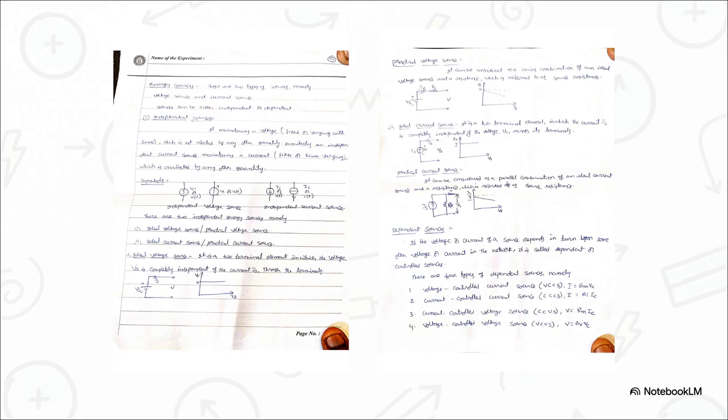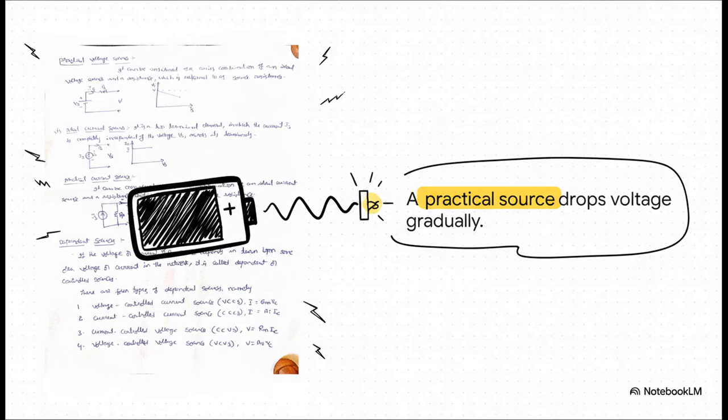This is real life. If you've ever noticed your car's headlights dimming slightly right when you crank the engine, yeah, you've witnessed this exact practical voltage drop happening in real time. So how do we actually draw this real-world imperfection on paper?